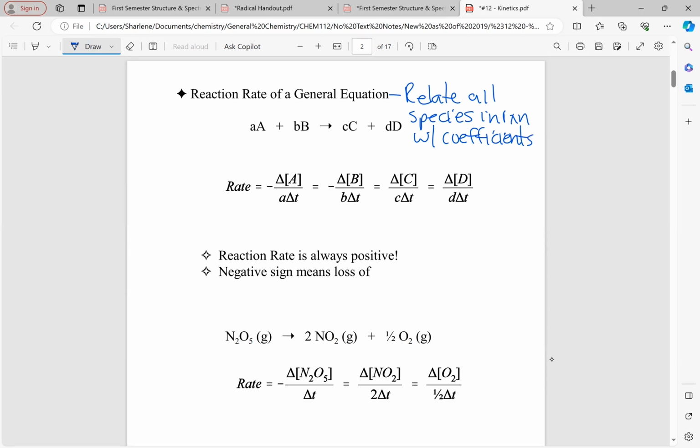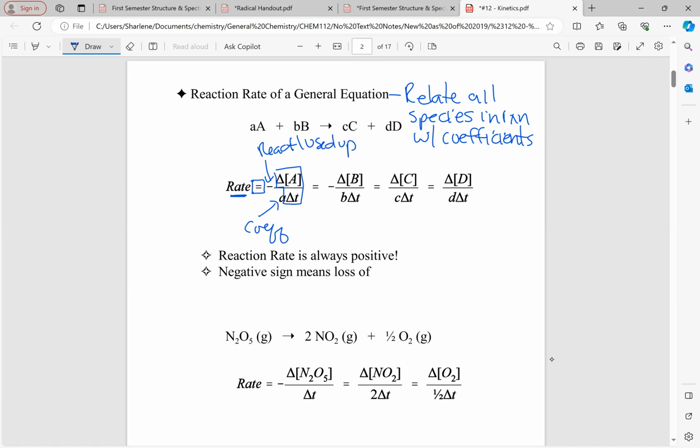All right, so how are we going to do this? Okay, there's a nice generic one right here. So you would put the word rate, and this is an equal sign. Okay, so the rate is equal to the change in the concentration of A, but we're going to take into account the coefficient. And the negative means that it's a reactant or it's being used up.